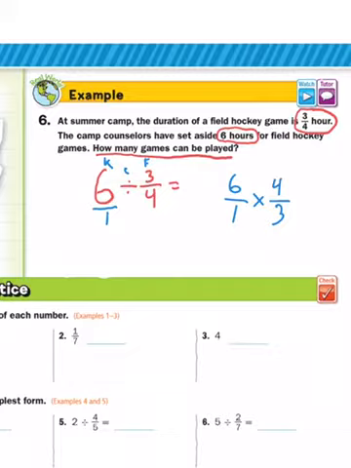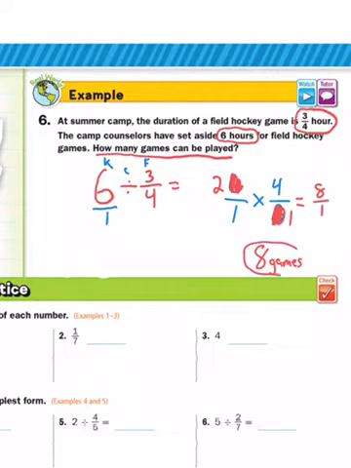Next, I'm going to look for some bow tie reducing. I see 3 goes into itself once, and 3 goes into 6 twice. Now when I solve, I get 8 over 1, which is 8. That means our answer says how many games? They can get 8 games if each game is 3/4 of an hour and they have 6 hours to do it. All right, so that's a real world problem with some bow tie reducing in it as well.